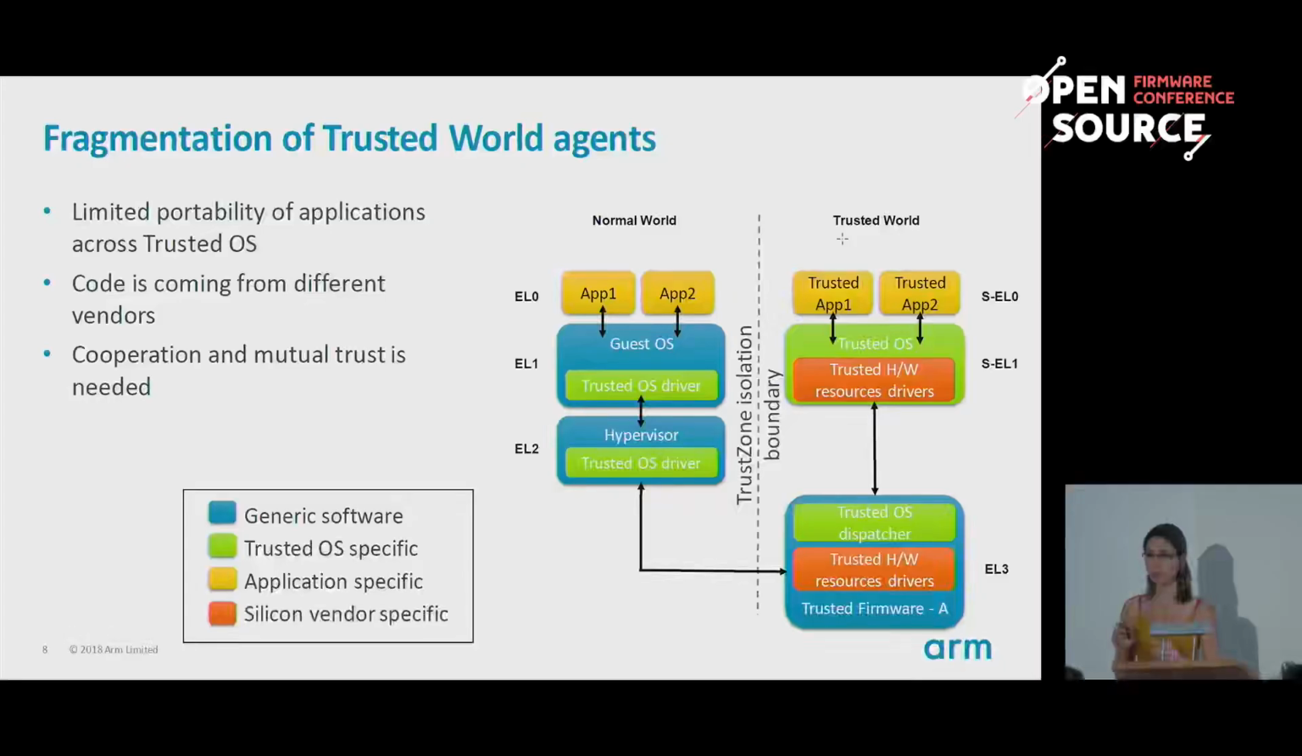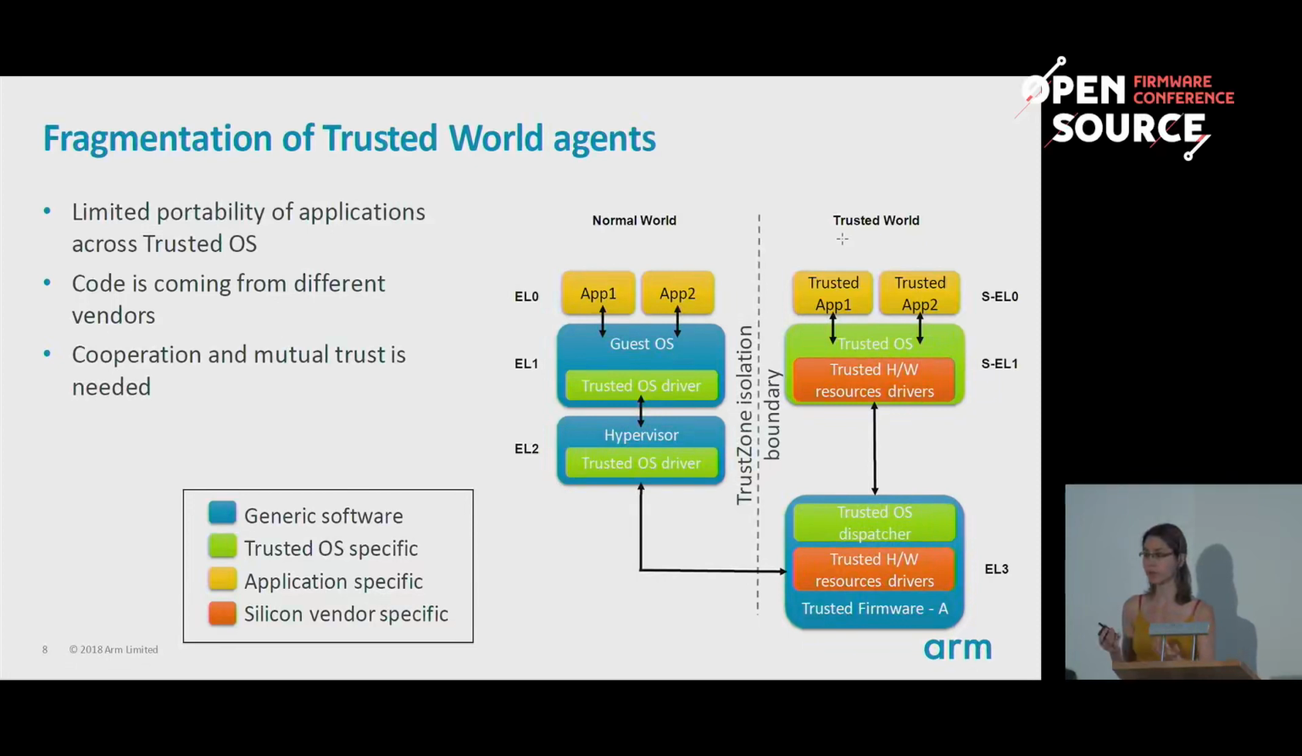The second challenge is that the software stack is very much fragmented. Here we have a picture again of the same software stack. I've just put some colors to identify who provides the code and the dependencies. So let's start first with the green boxes. These are all the trusted OS specific things. Unfortunately, when you have a particular platform, there are some dependencies on other software components.